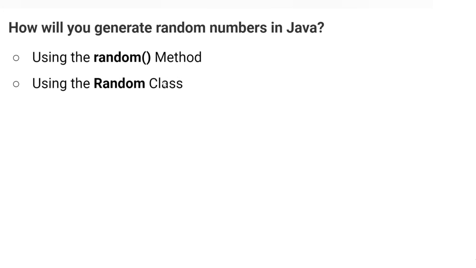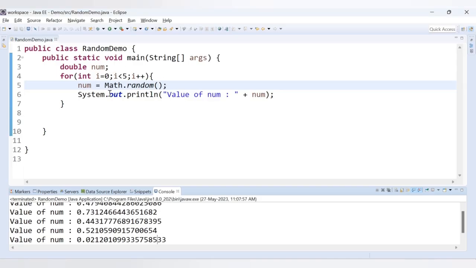Now the second way is using the Random class. Here we have used the random method. Now if you want to make use of the Random class, then first you need to create the instance of the Random class.